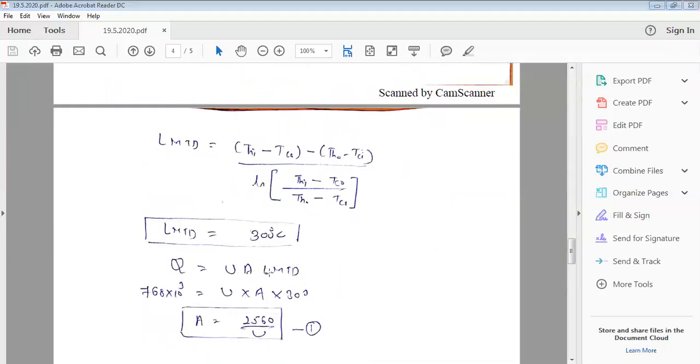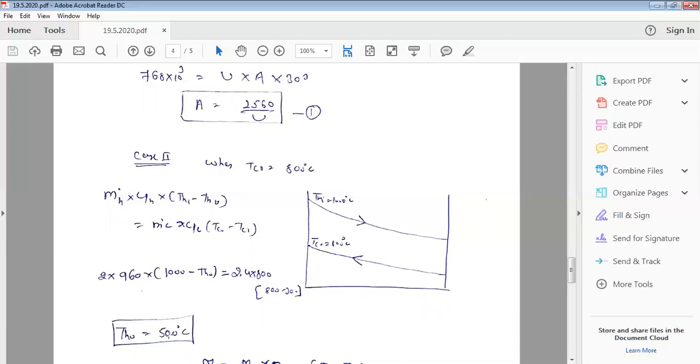In the second case, hot fluid outlet temperature is 500 degrees Celsius. Okay, now just see these two, compare. By comparing these two values you will get to know in the second case the temperature of hot fluid is decreased when it comes out of the heat exchanger, in the sense that more amount of heat is given to the cold fluid.